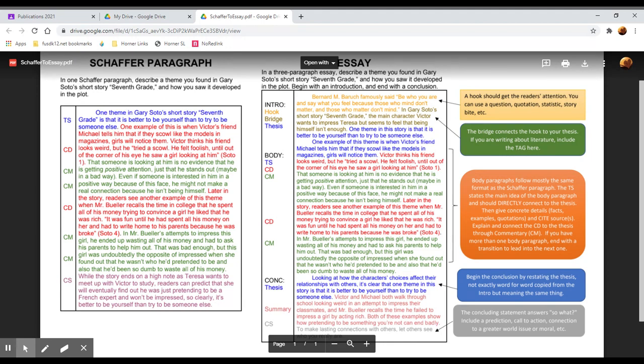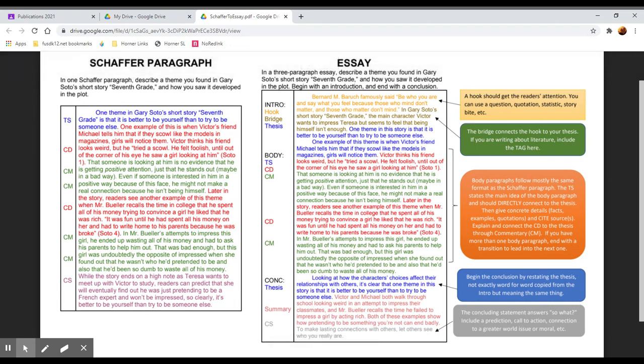Then the commentary explains it. And remember, you want your commentary to be at least 2 sentences. What you write should be longer in total in your paragraph than what you quoted. In Mr.